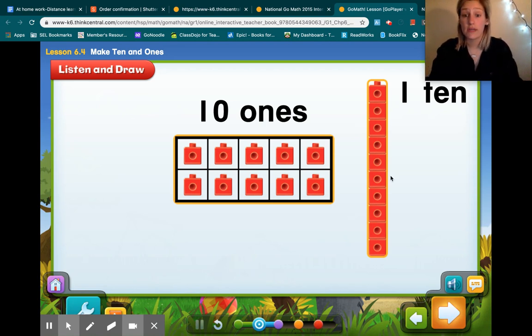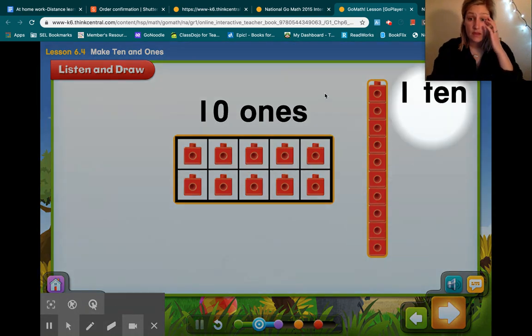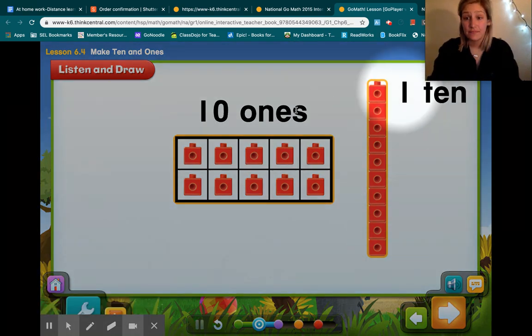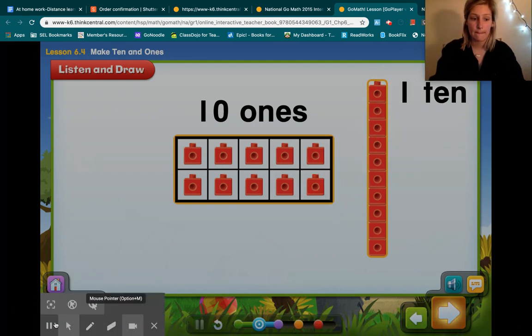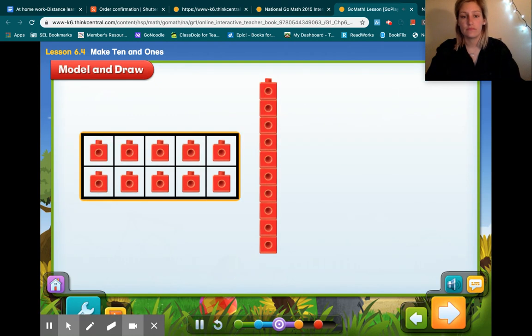But we are going to use 1 ten grouped like this more often because it's easier for us to count by tens than it is to count 10 ones. 10 ones in a 10 frame is the same as 10 ones in a connected group.